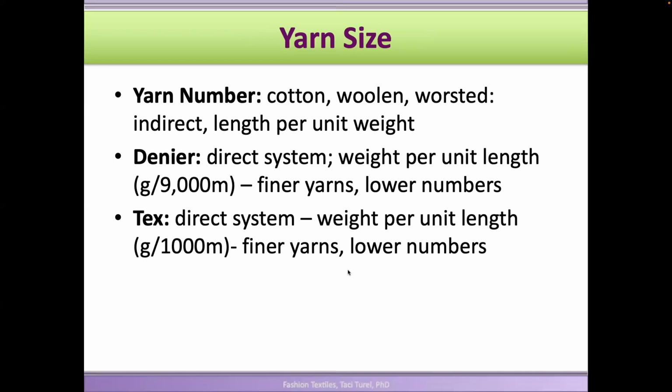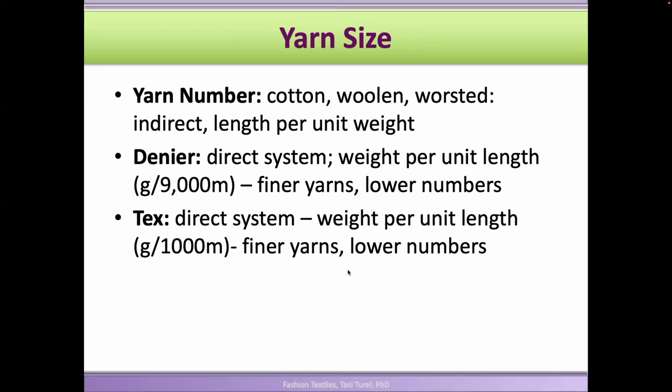So in the direct system, you calculate the weight of yarns that are a certain length. In the indirect system, you calculate the length of the yarn that are in a certain weight. So length per unit weight is what we calculate there. In the direct system, we calculate weight per unit length.